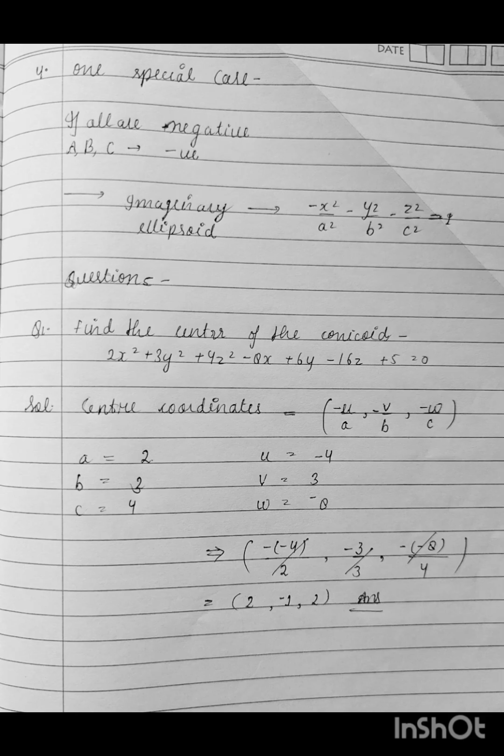So on putting these values in the central coordinates, we find that the center of the conicoid is (2, -1, 2). So this is the final answer of our question. From the formulas of these we can find a lot of questions, because in semester exams we have these types of questions, so we can easily solve the multiple choice questions from this.